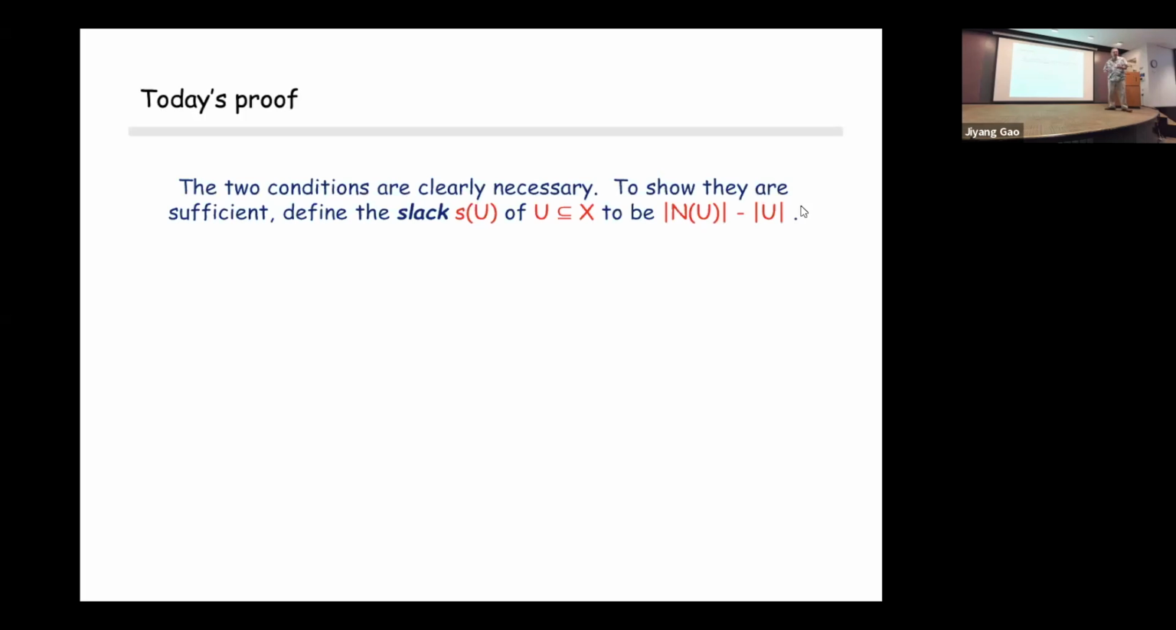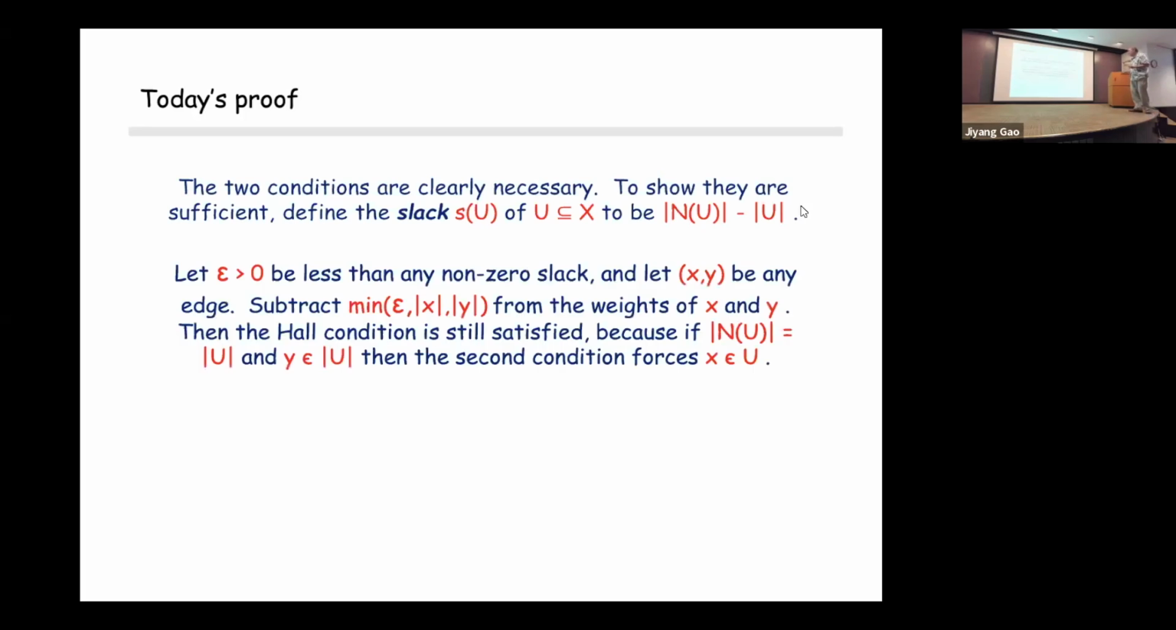Okay, I want to show that these conditions are sufficient in the discrete case. We're going to be talking about a continuous case where you're not going to see proofs. You're not going to see whole proofs fitting in. Okay, so we define the slack of a set on the X side as the extra room we have on the Y side.